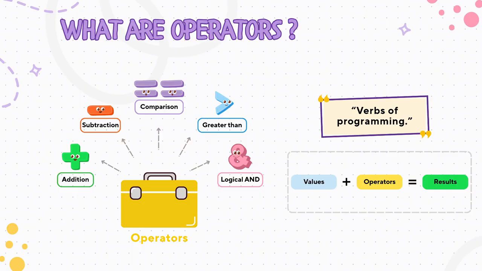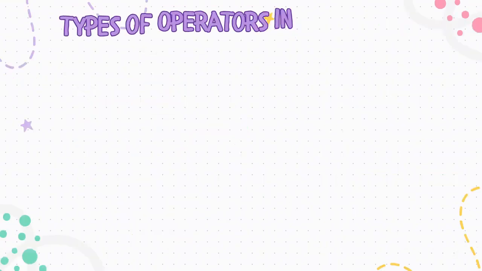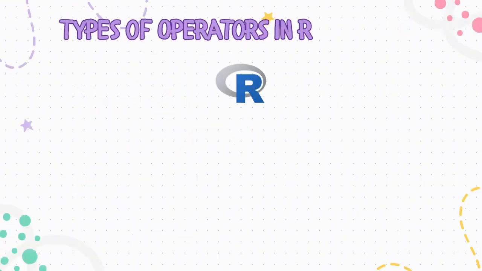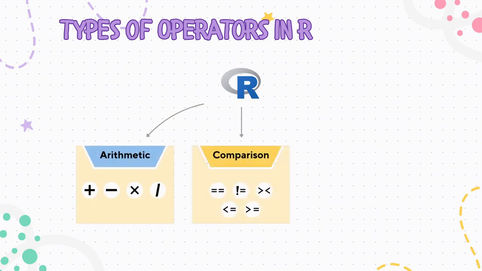Okay, now that we have a basic idea about what operators are, let's look into the types of operators in R. In R, operators mainly come in three groups: arithmetic operators, comparison operators, and logical operators. We'll learn about them one by one and then apply them to real data.